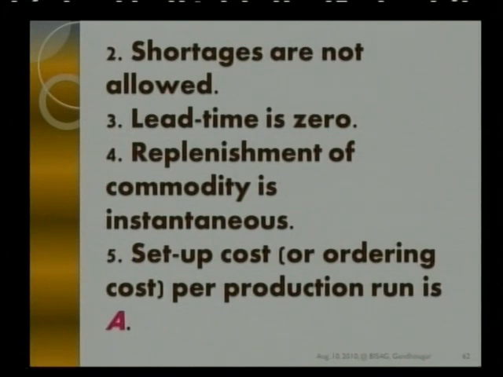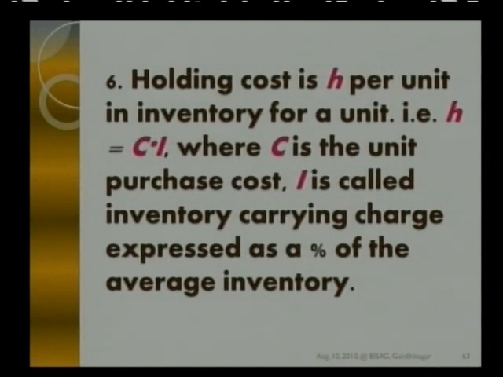Replenishment of commodity is instantaneous, that is, put an order and you will get it within a short time, and that short time, which is lead time, will be considered negligible. Setup costs or ordering costs per production run is capital A. Holding cost is H per unit in inventory, that is, H will be equal to C into I. C is the purchase cost of the particular unit and I is the carrying charge fraction, which will be incurred by the retailer when he keeps the product in the storehouse.